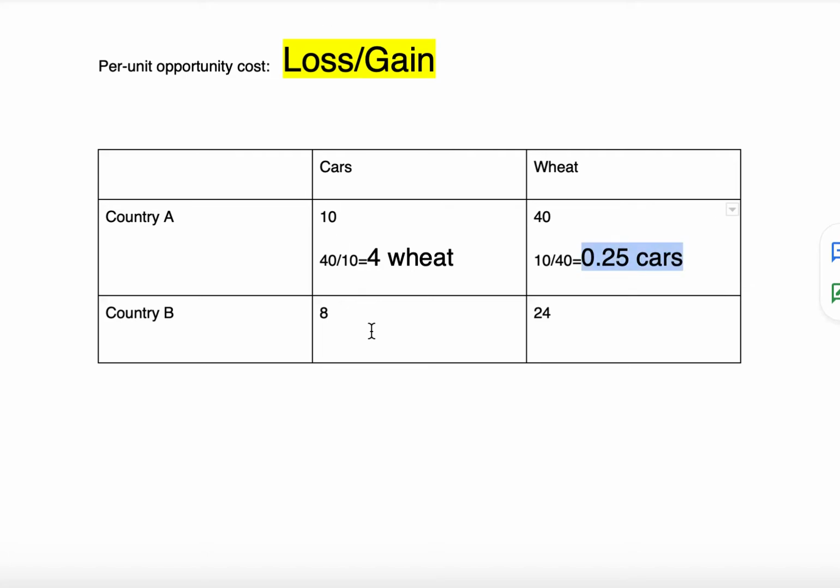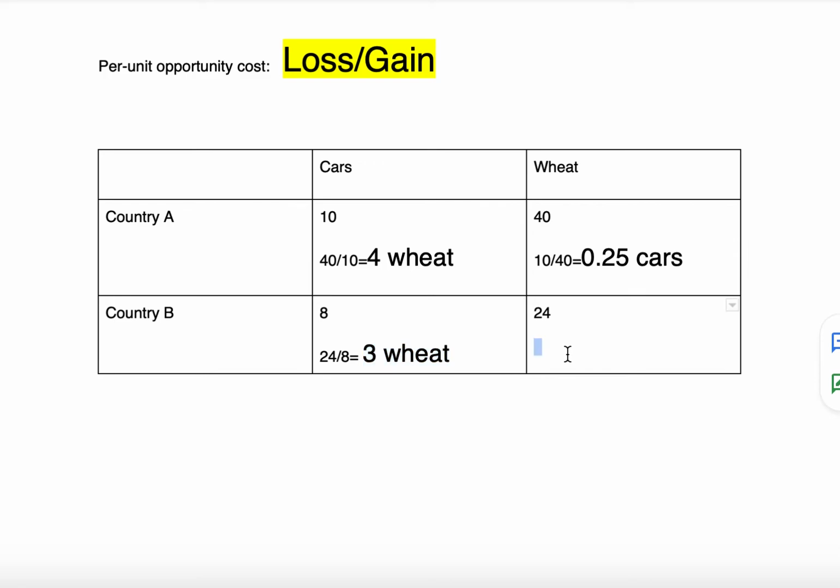Okay. So let's do the same thing for country B now. We're going to go through, solve each one, and then actually answer our question. Country B, when they produce all 8 cars, their loss is the 24 wheat divided by the gain of 8 cars. That gives you 3 wheat. So each time country B produces a car, they're giving up 3 wheat. And for the wheat box in country B, we've got the 8 cars that are given up divided by the 24 wheat that's gained. That gives you 0.33 cars per wheat. In other words, each time country B produces wheat, they give up a third of a car.